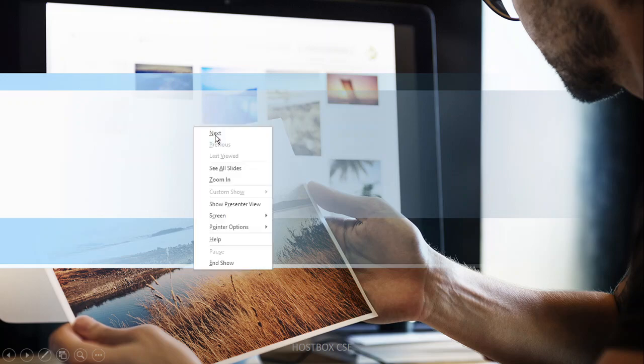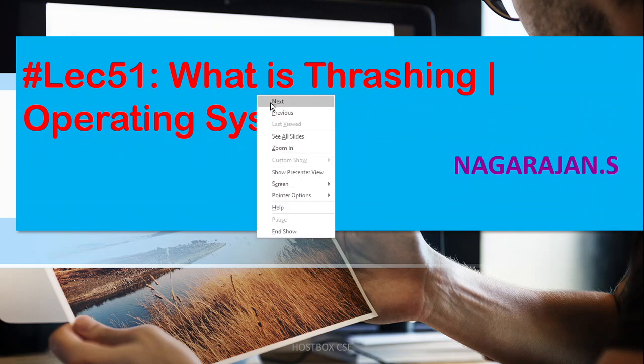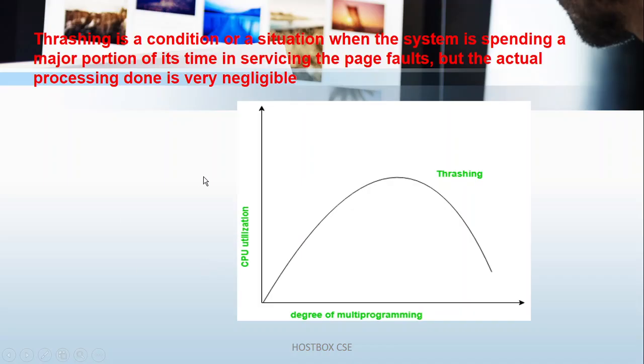Today we will see the simple concept called what is thrashing. Very simple and easy. So we have to know what is thrashing. The tutorial is definitely helpful for revising for the exam, like for competitive exams and so on.